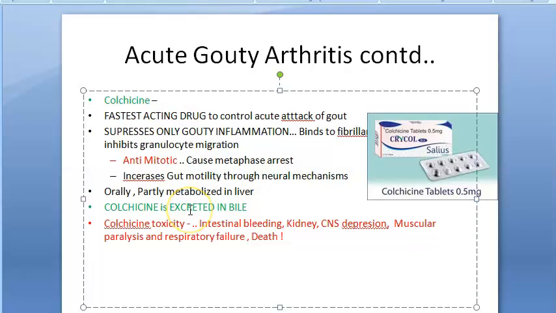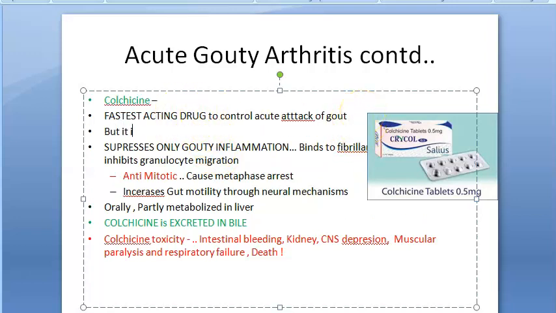So let's go back here. We are done with colchicine, but it is not the first choice. The first choice of anti-inflammatory for acute gouty arthritis is actually NSAID. Colchicine is used second to NSAID, not first. First is NSAID.